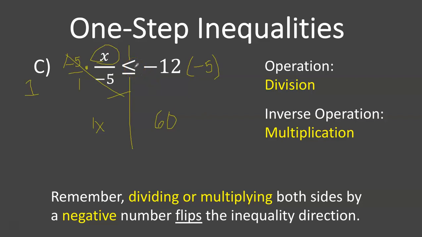Now, do I flip the inequality? Well, it says down here, dividing or multiplying both sides by a negative number flips the inequality direction. I multiplied both sides by a negative number, so it does flip the direction of the inequality. So my final answer is x is greater than or equal to 60.